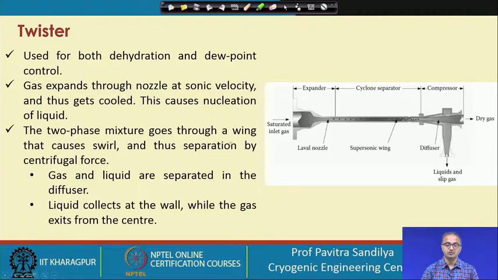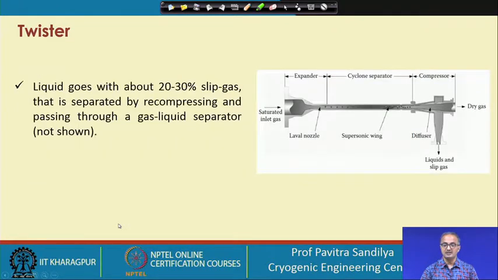So, the two phase mixture goes through this wing that causes swirl, and the separation occurs due to the centrifugal force, as I just mentioned. The liquid collects at the wall while the gas exits from the center, and we find that liquid goes with about 20 to 30% slip gas, and that means here the liquid does not come out alone, it also carries some gas along with it. This gas is called the slip gas, which is slipping out of the system and is not able to go here. Because it has slip gas, we have to recompress. It is separated by recompressing and passing through a gas liquid separator.